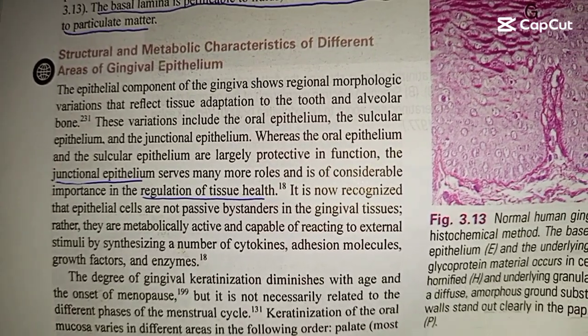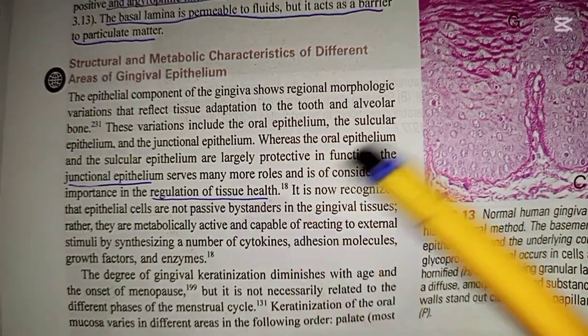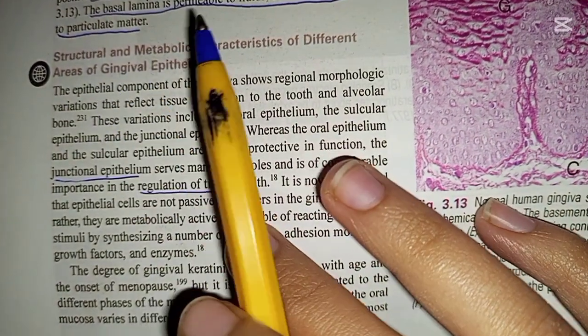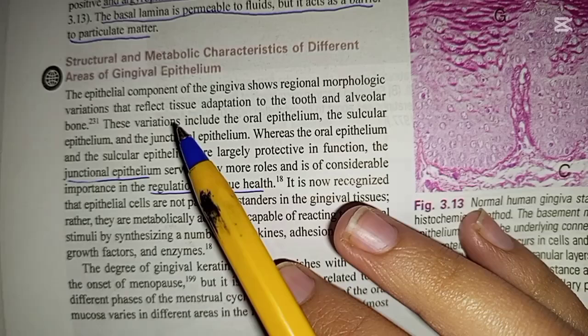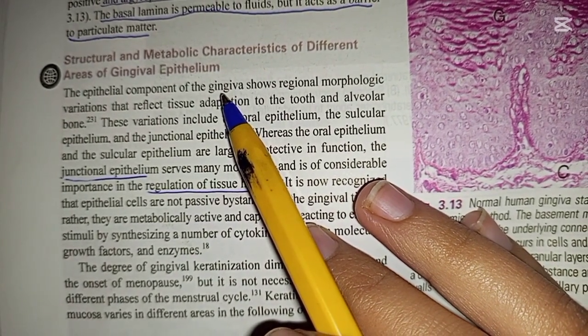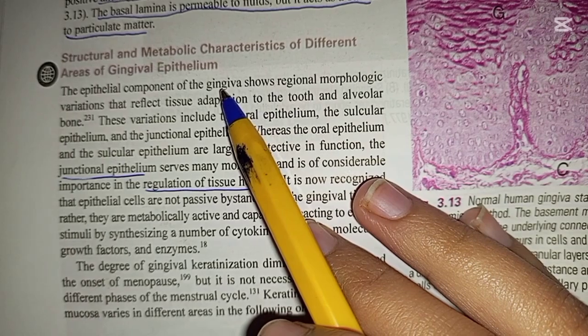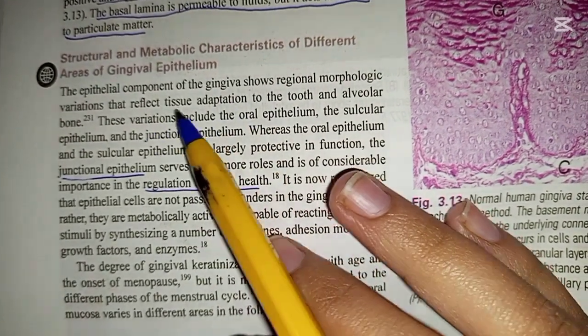So today we're going to start the structure and metabolic characteristics of the different areas of the gingival epithelium. So let's start. Bismillahirrahmanirrahim. Basically, we will study that the gingiva has two components, the epithelium and the connective tissue. In this video we are studying the epithelium.